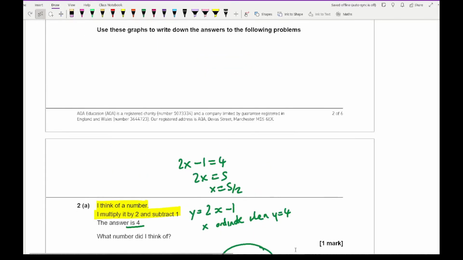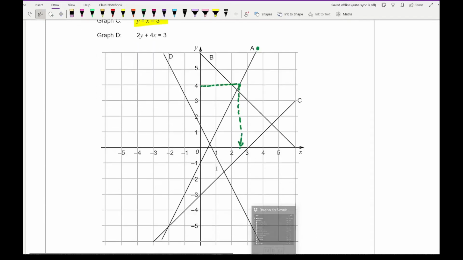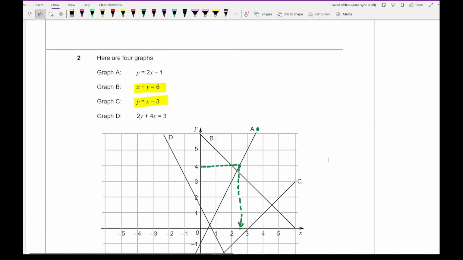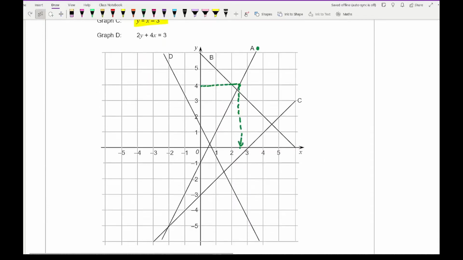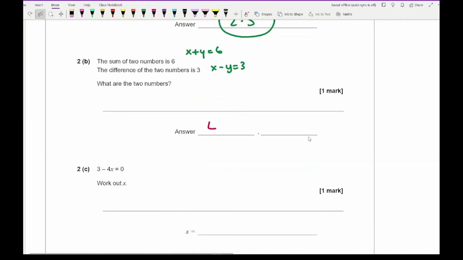Now if I go back to the graph, the two equations I'm looking for are b and c. So what I'm looking for is where graphs b and c intersect. They intersect at this point here, so what I want is that coordinate. That coordinate is 4.5 and 1.5, and that's exactly what I'm going to write. So it's 4.5 and 1.5.